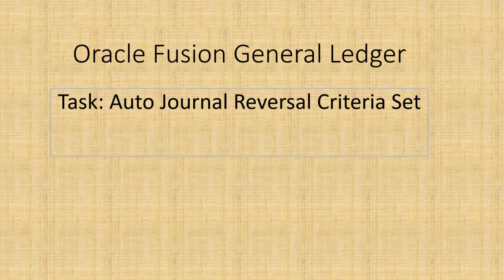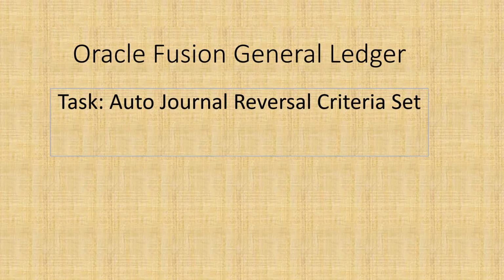So today we are going to discuss one function in the GL application. The function name is auto journal reversal criteria set. So what it is, when to use it, and how to use it. Auto journal reversal criteria set can be used for reversal of the accrual entries at the month end, or when you open the next period, those accrual entries have to be reversed automatically without any user intervention. For that, we can use this functionality.